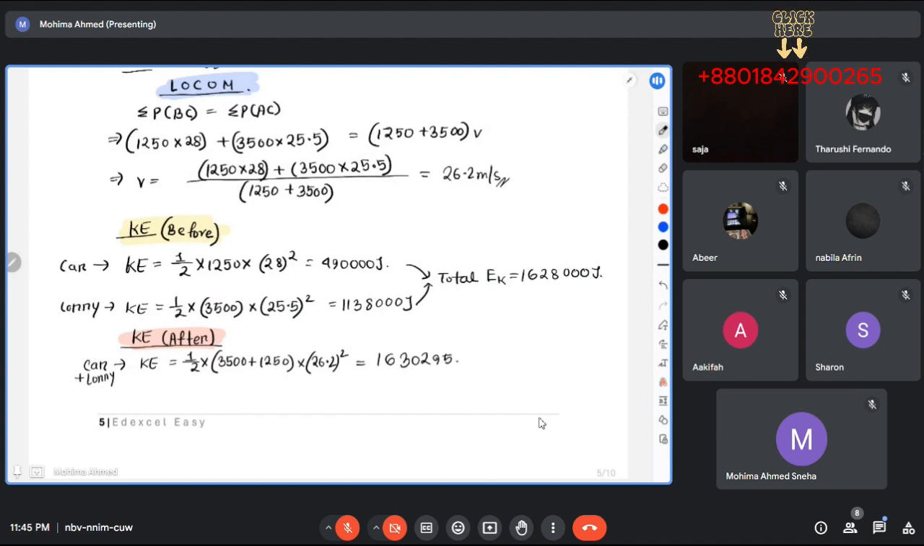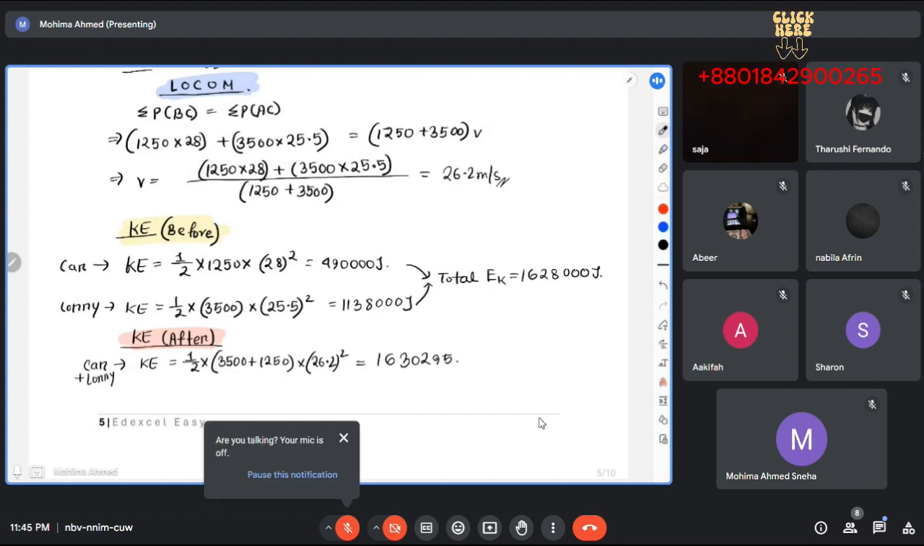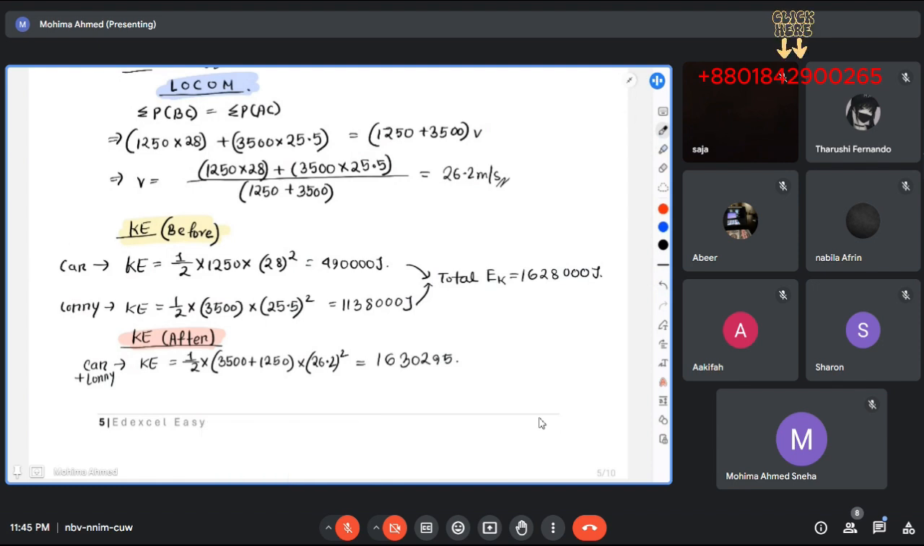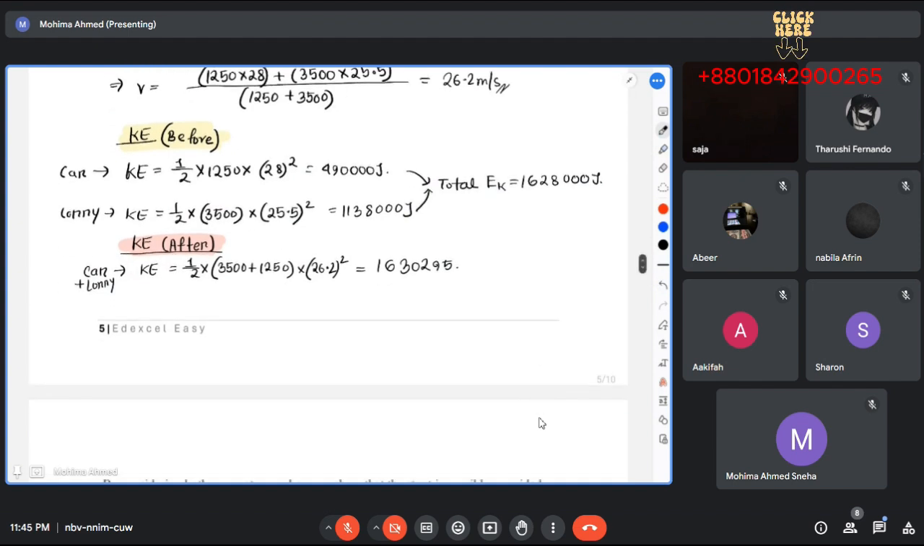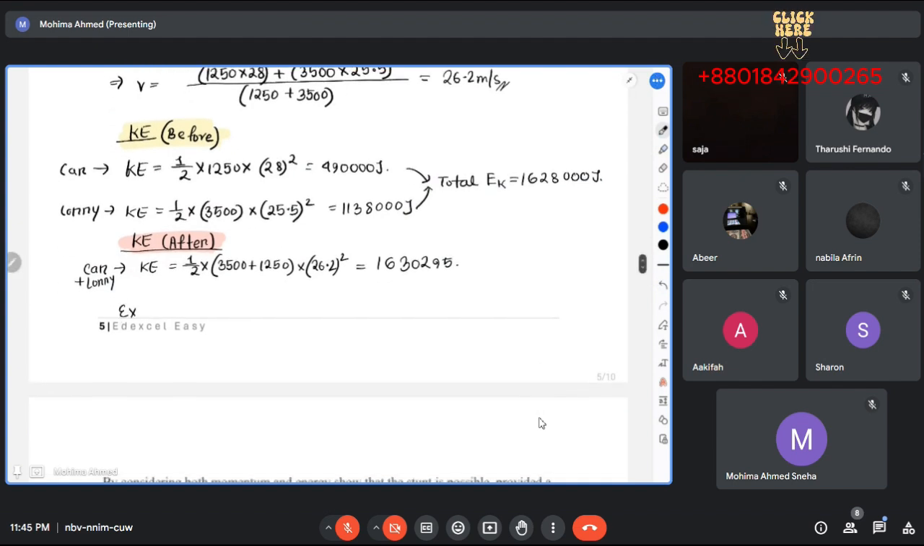Now in this part, 1630295 joules, I can understand the kinetic energy is not conserved, right? Before and after collision, some energy was lost. So let's find out exactly how much energy was lost in this equation. Energy loss is the subtraction of the two values, 1628,000 minus 1630295. How much is that?